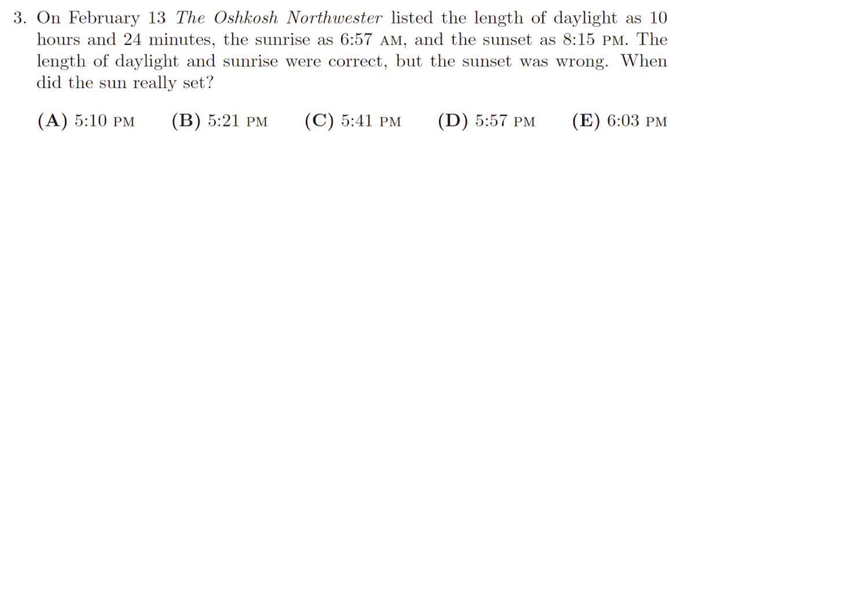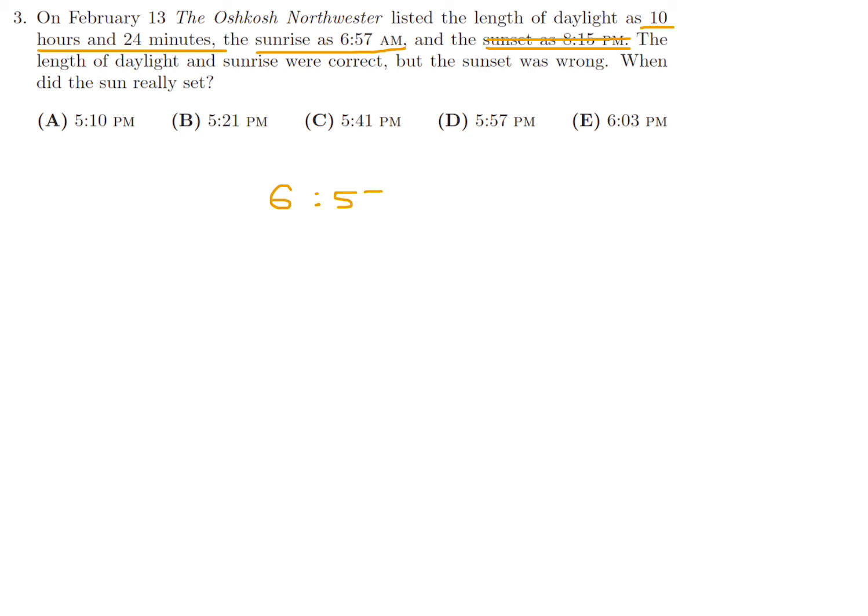On February 13, the Oshkosh Northwester listed the length of daylight as 10 hours and 24 minutes. The sunrise was 6:57 a.m. and the sunset as 8:15 p.m. The length of daylight and sunrise were correct, but the sunset was wrong. When did the sun really set? So they're saying that the 10 hours and 24 minutes and the sunrise are correct, but the sunset is wrong. So ignore the sunset. We have to figure out the actual sunset. Okay, no problem.